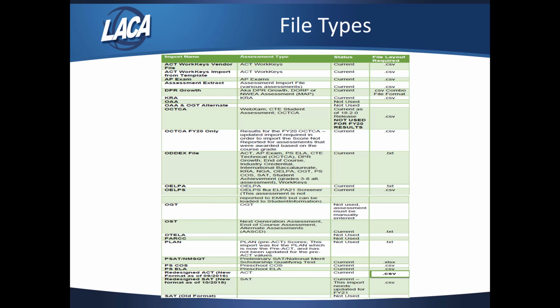Here's all of the file types. The only change is that the ACT is now a CSV format. And we've sent out some emails about some cautions on that. There are some headers that you need to change, and the file that you download from ACT's website is a cumulative for the year. And so it could cause duplicate records. So you may have to modify the file to remove records that you've already loaded before you load the next group of assessment records.